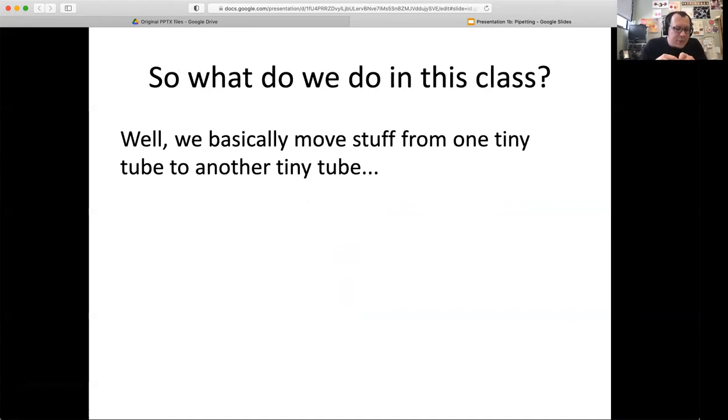So anyway, what do we do in this class? Essentially, we take stuff out of little tubes like this. I'll stop my share for a second. See, this is a microcentrifuge tube. Here's another microcentrifuge tube. We take stuff out of some microcentrifuge tubes and put it into other microcentrifuge tubes. I'm sure that sounds like a lot of fun, but I promise it is. And you can see that these things are pretty small.